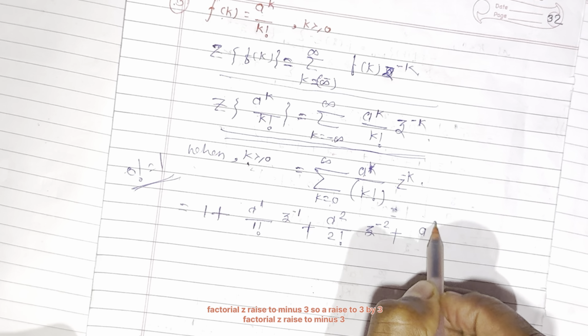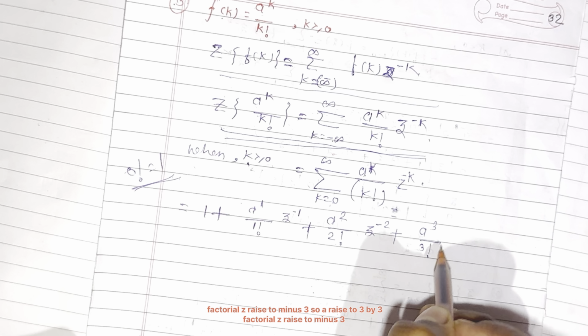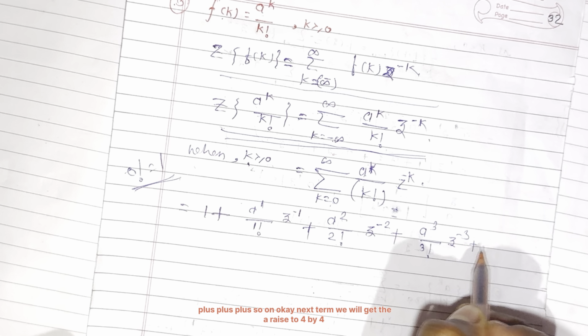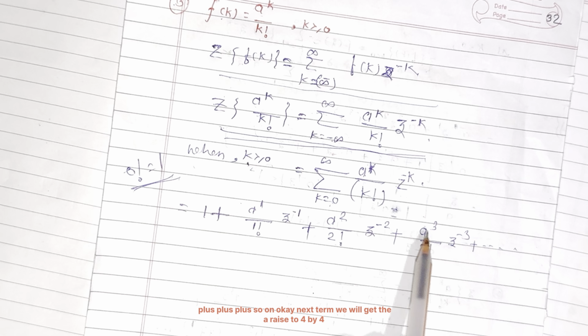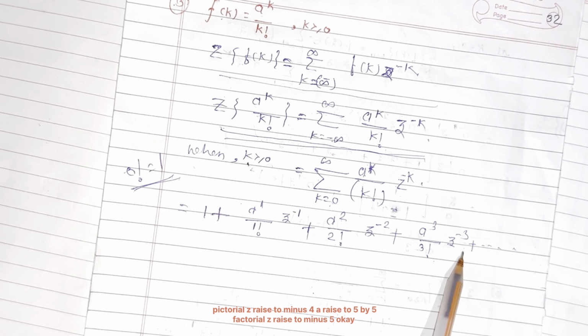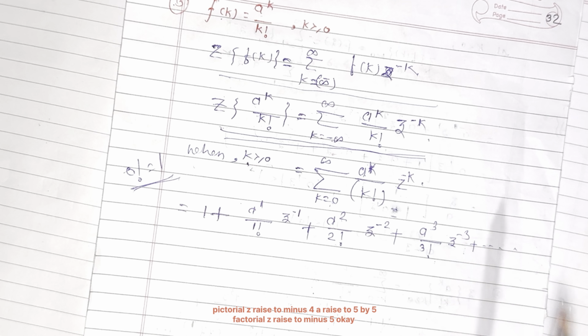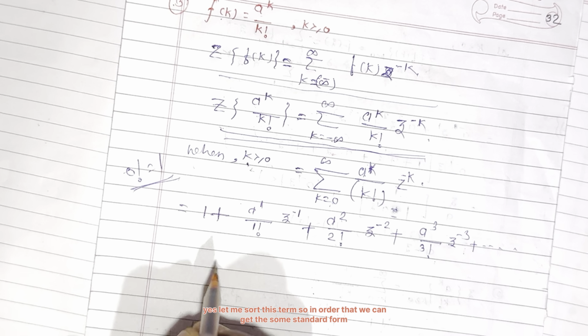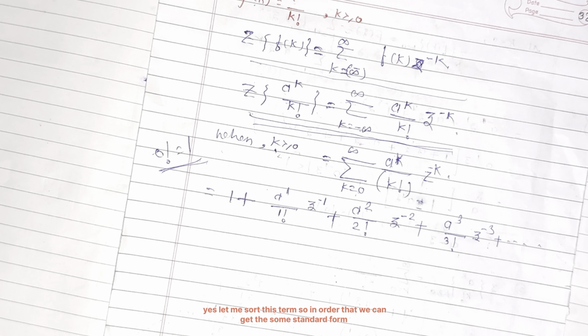So a raised to 3 by 3 factorial, z raised to minus 3, plus so on. Next term you will get a raised to 4 by 4 factorial, z raised to minus 4, a raised to 5 by 5 factorial, z raised to minus 5. Let me sort these terms so that we can get some standard form.